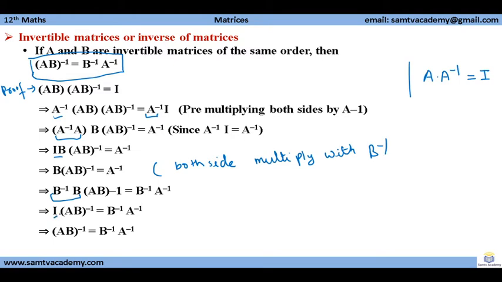Here we have written I, (AB) inverse, B inverse, A inverse. Now I can be replaced, because the identity matrix, if multiplied with any matrix, is equal to that matrix only. So it will come to be (AB) whole inverse is equal to B inverse A inverse. So it is verified.